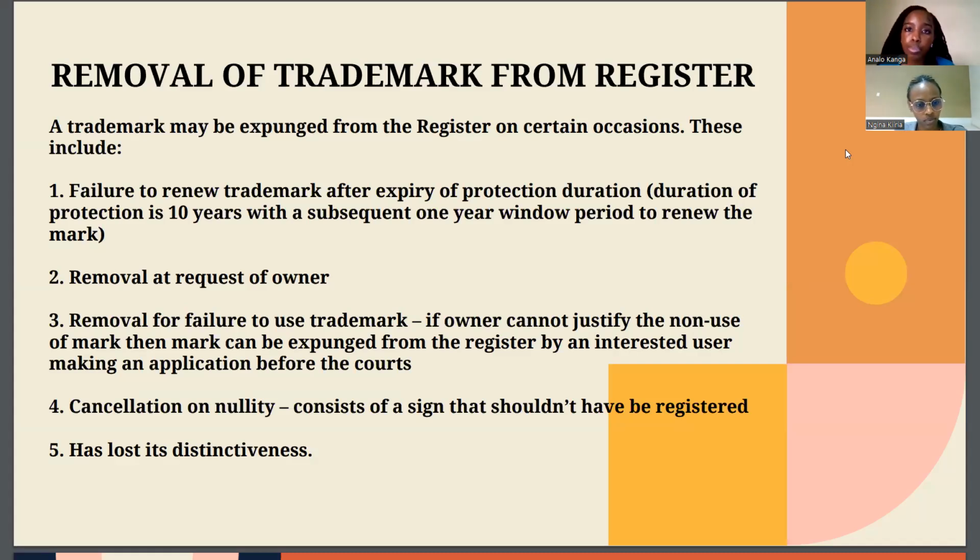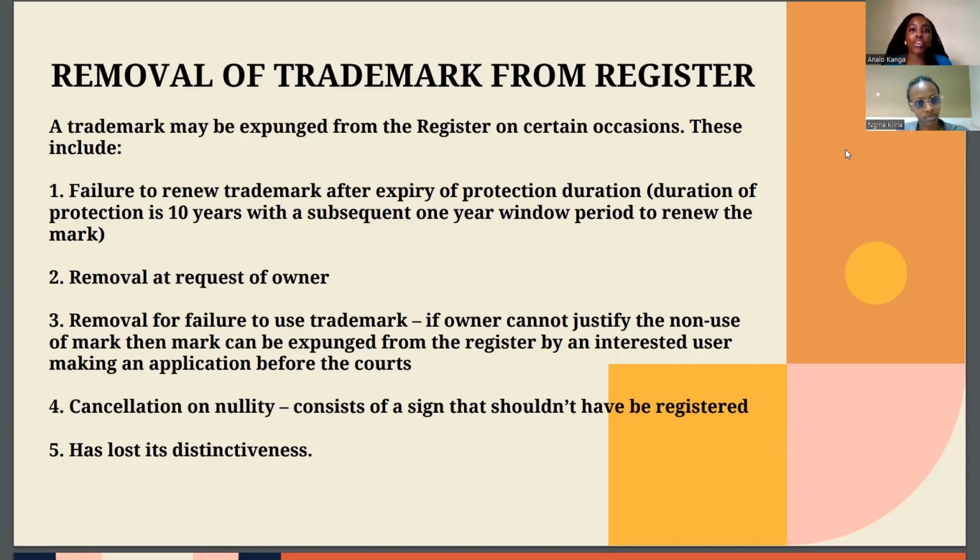If you cannot prove that in the past 5 to 10 years you have used your trademark in business, i.e. you have used it to represent and sell either a good or a service, then it will be expunged from the Registrar of Trademarks. The idea being you might be preventing somebody else from using that particular trademark in business, okay? I know I'm rapping, but I hope I am making sense. Then you have cancellation on nullity. This basically means maybe when they did the examination, your trademark did not meet the requirements of distinctiveness and non-deception. Then losing its distinctiveness.